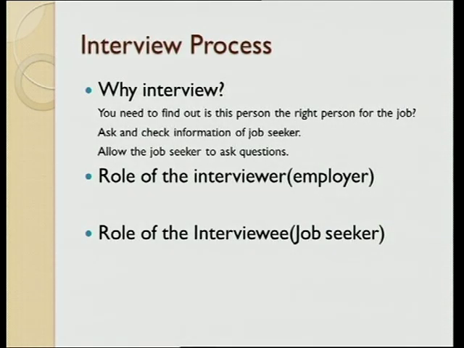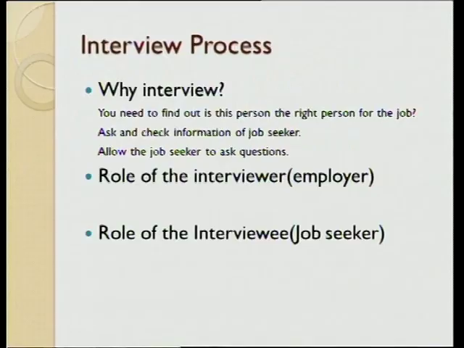So we're going to be looking at why we interview people. You need to find out if this is the right person for the job. They need to ask and check information of the job seeker and also allow the job seeker to ask questions. But I believe that there should be something on your CV that stands out that makes the interviewer also want to shortlist you. Once they look through hundreds of application forms and CVs, something on your CV must just stand out. And it's probably on one of those things that they are going to question you. And grade 11s, this is the right time for you to be drawing up a CV as well.